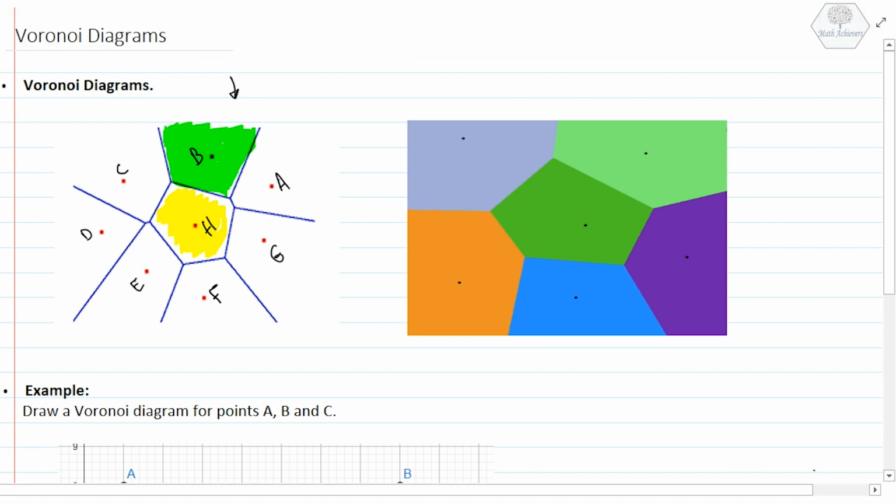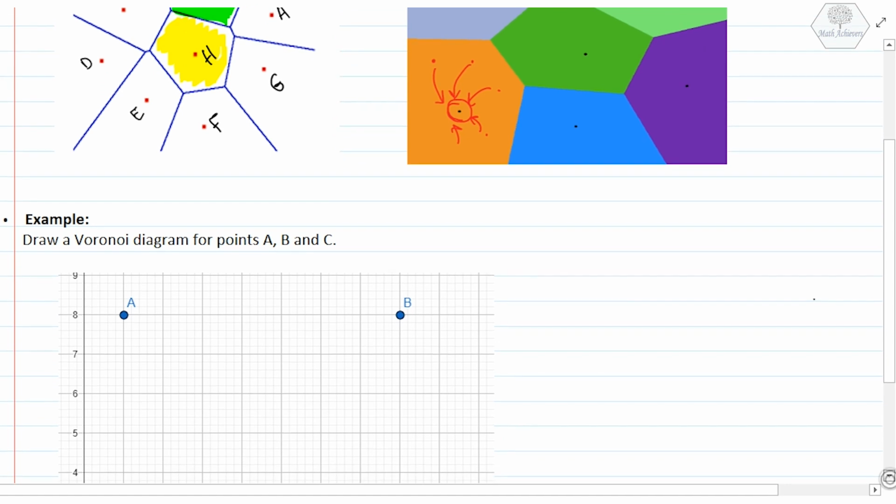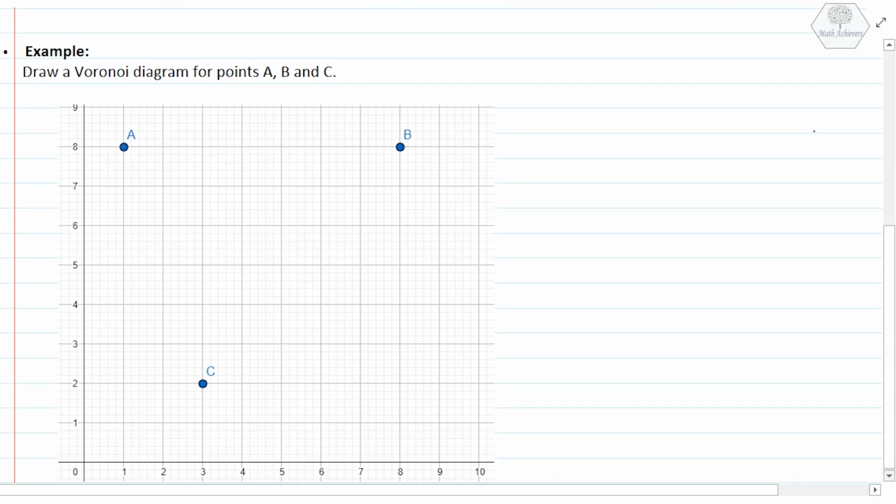Another Voronoi diagram is already shaded, this one. You can see clearly that any point in the orange area is closer to this site than any other site. Another application of Voronoi diagrams is when you want to go to the supermarket and you live in a specific area. Because of Voronoi diagrams, you'll be able to go to the closest supermarket to you. Let's now have an example to show clearly how we can draw Voronoi diagrams.